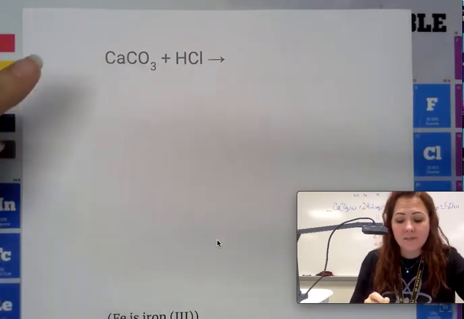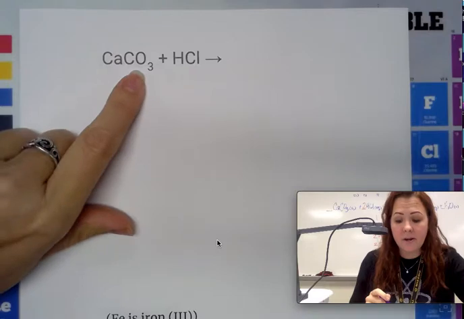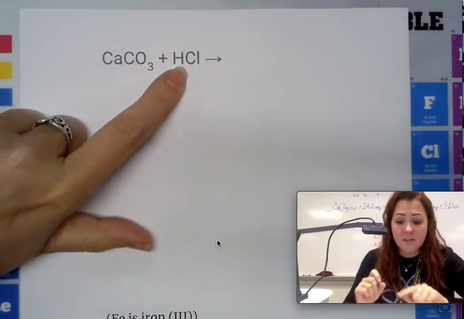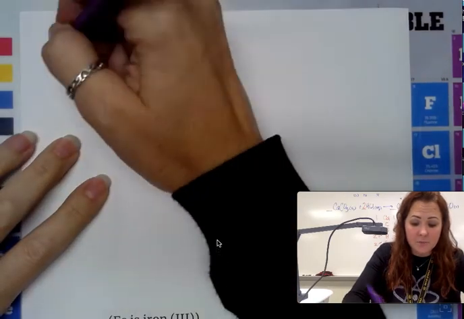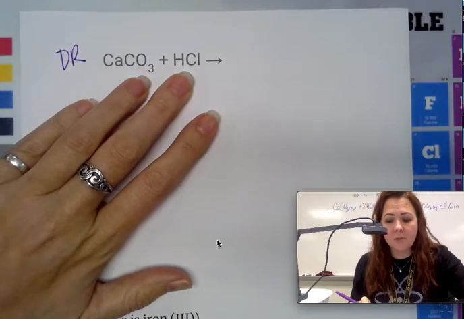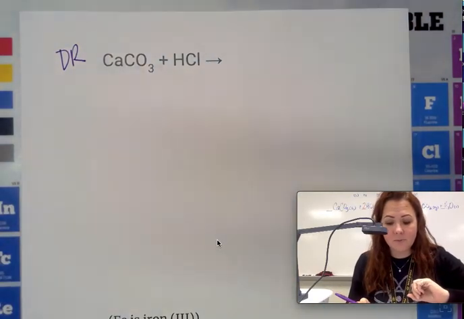So with this one, I have CaCO3, calcium carbonate, and hydrochloric acid. We have to predict our products. This is a double replacement reaction. I know it's a double replacement reaction because I have two compounds before the arrow, which means that after I'm going to have two compounds.